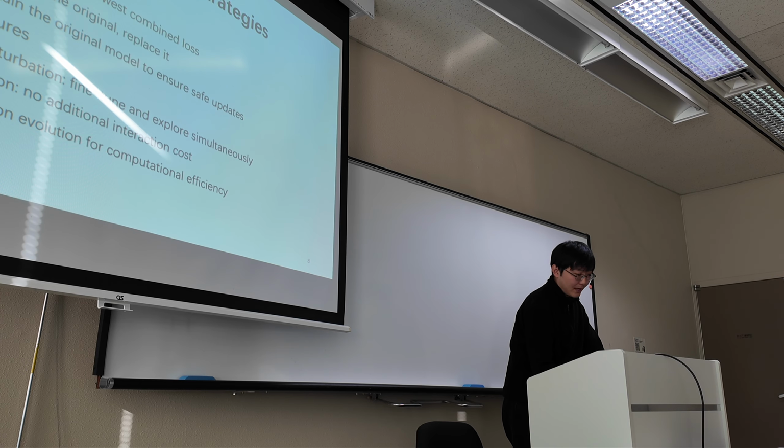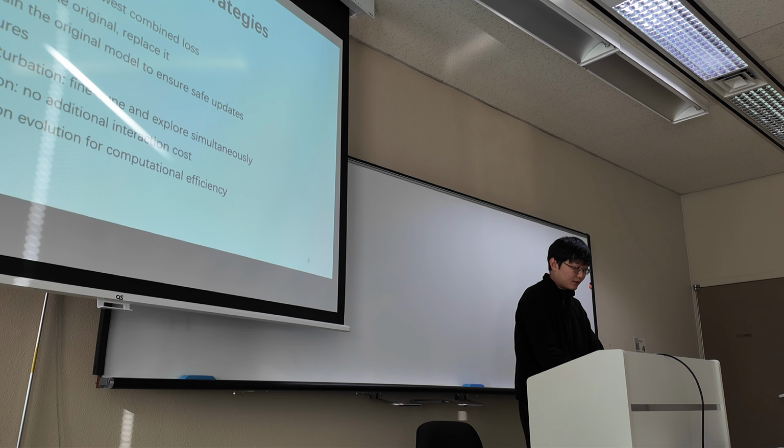And after adding perturbations to the population of environment models, we need to select the elite individuals. There are three steps. And the first step is to select the model with the lowest combined loss. And the second is if the elite outperforms the original, replace it. And the third is otherwise retain the original model to ensure safe updates.